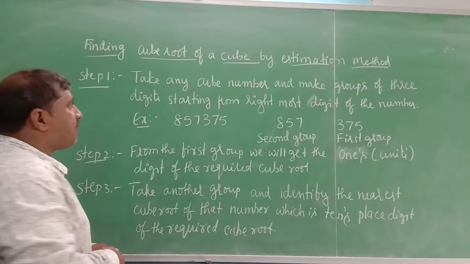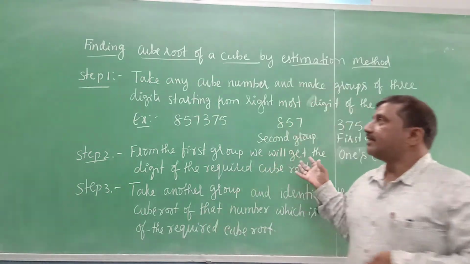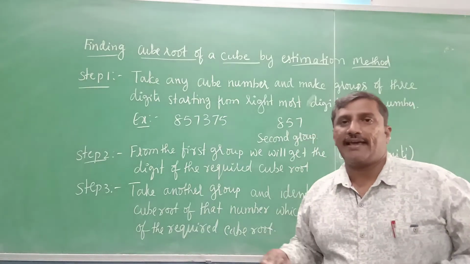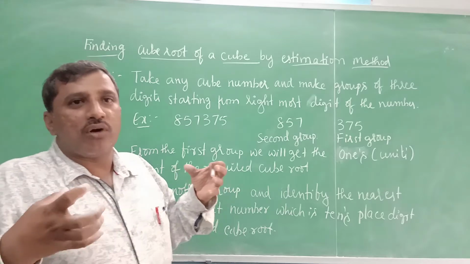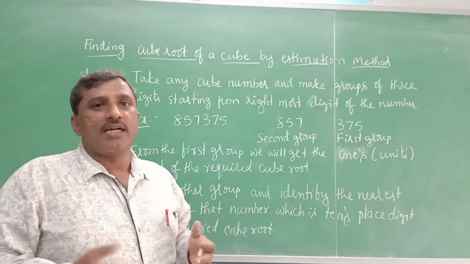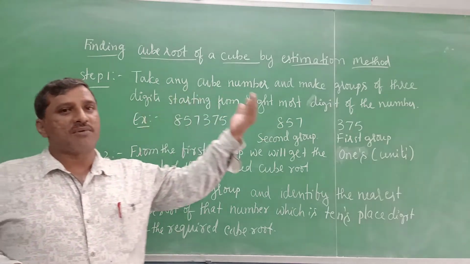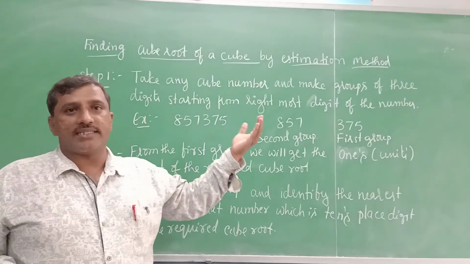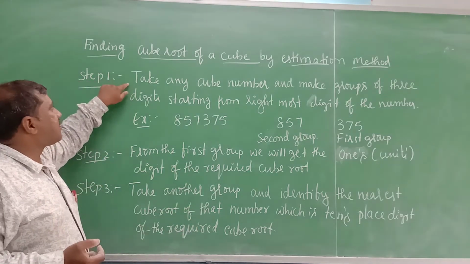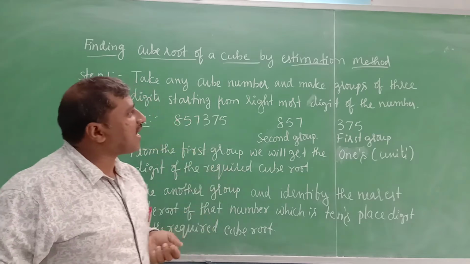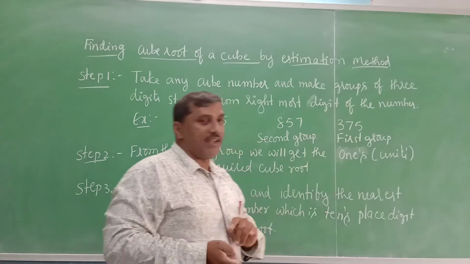Now, finding the cube root of a cube by the estimation method. Here we have three main steps. First step, we have to make the cube number into groups. That grouping should be done from the rightmost digit, that is from right side to left side. Each three digits will come under one group. So first step, take any cube number and make groups of three digits starting from the rightmost digit of the number.